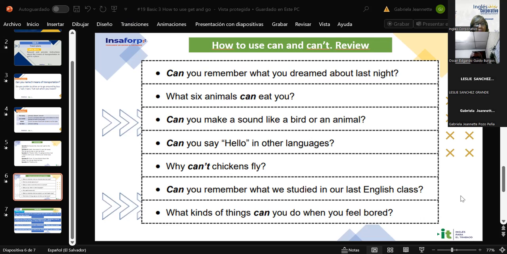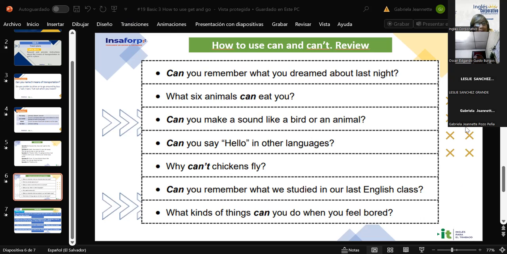Why can't chickens fly? They can't fly because their anatomy doesn't allow it. Can you remember what we studied in our last English class? I can remember studying imperative. What kinds of things can you do when you feel bored? I can go out with my friends or go running.